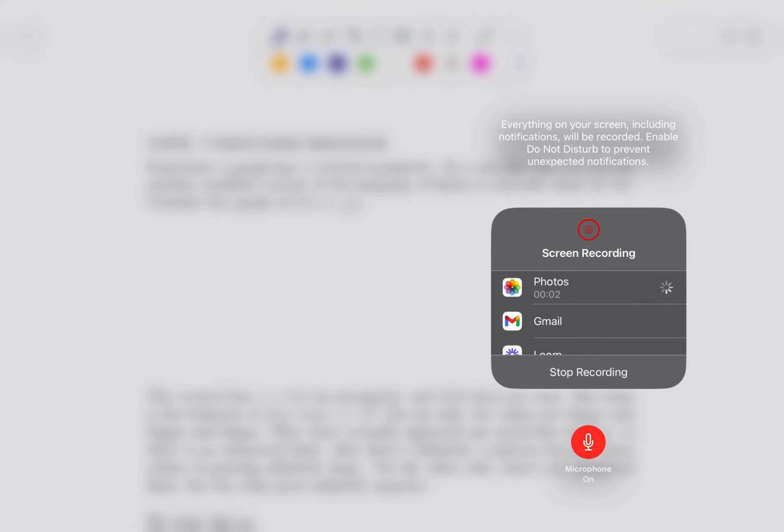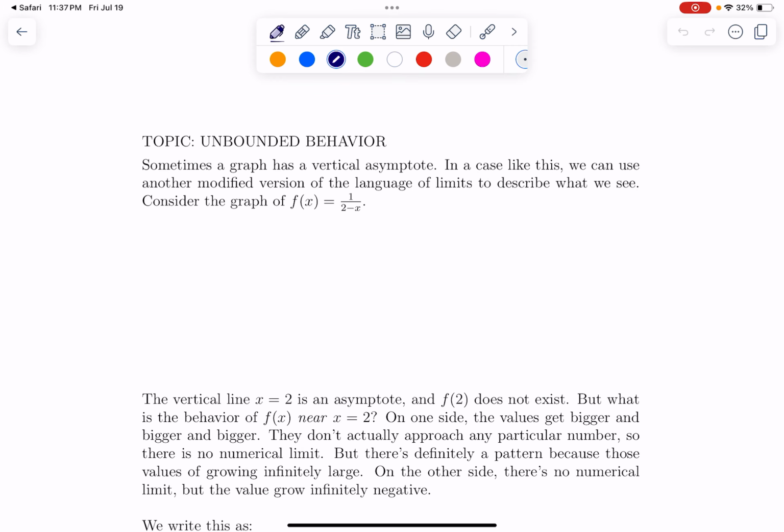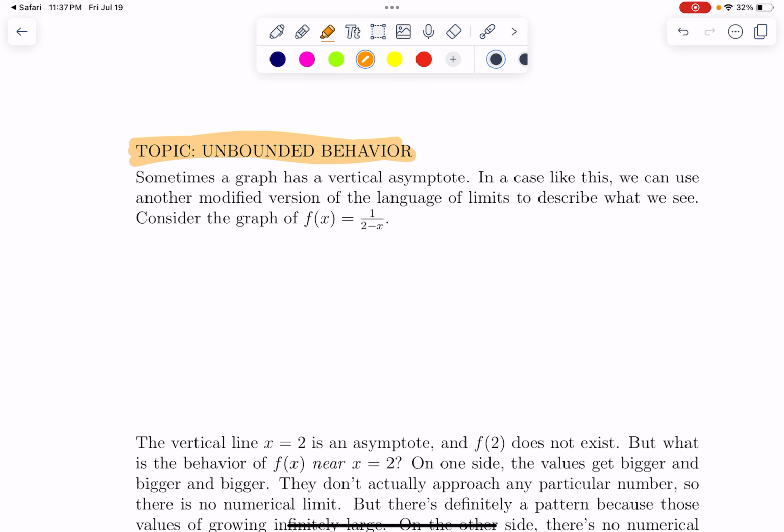All right. This will be the last part of the video on this section, I promise. And our topic is unbounded behavior. Bounded is when something is controlled by a limit. Unbounded is when something gets bigger and bigger and bigger, always growing past any number you can think of.